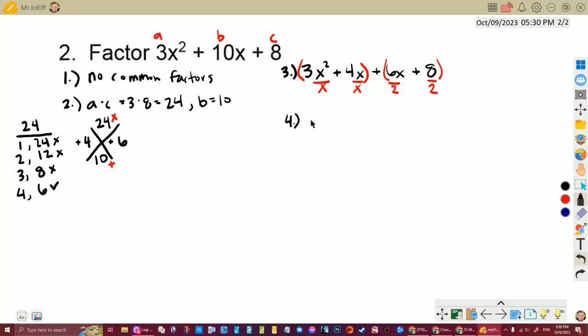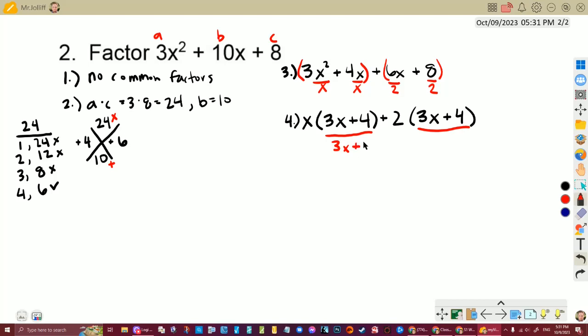So for that first grouping, we pull an x out in front, and we're left with 3x plus 4. For the second pair, we pull a 2 out in front, and we're left with 6 divided by 2 is 3, and 8 divided by 2 is 4. And again, we get a check on our work because those two binomials match. 3x plus 4, 3x plus 4.